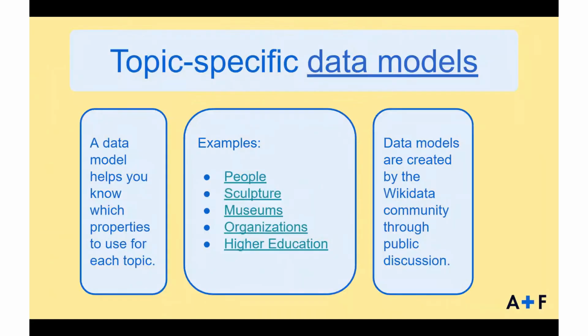Data models for different types of items can be very useful in knowing what properties are commonly associated with specific item types. For instance, there are data models for people, sculpture, museums, organizations, higher education, and many more. Data models are created by the Wikidata community through public discussion.